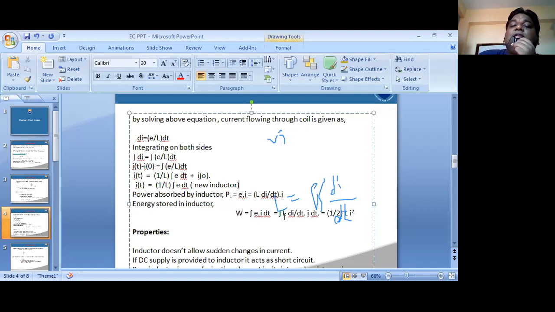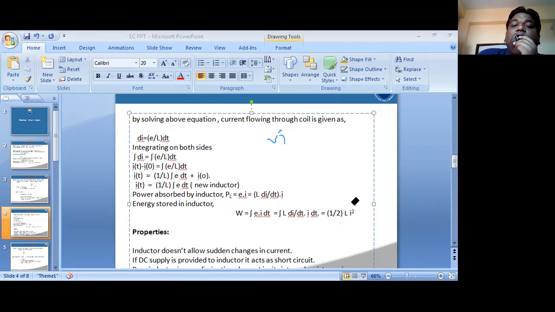As L is the inductance of the inductor element, it is constant. So integral I di. What is integral I di? It is nothing but I square by 2. So at the end, energy stored in the inductor element is half L I square. Because when integrated we got I square by 2 and L is the constant left. So half L I square is the energy stored in the inductor element.